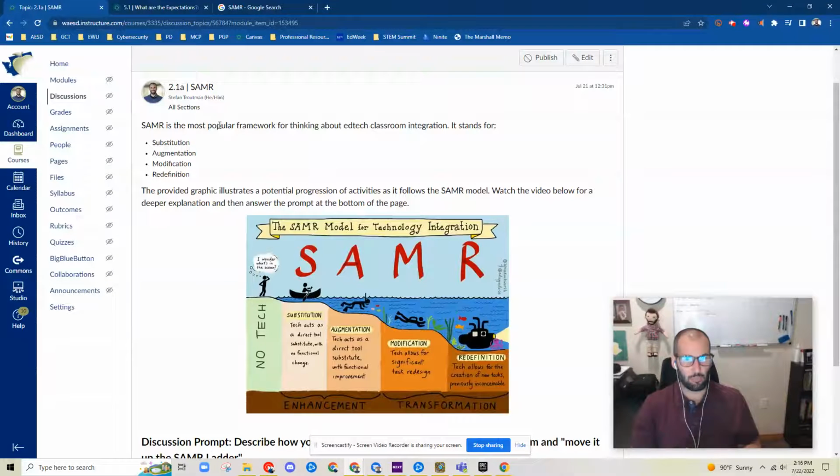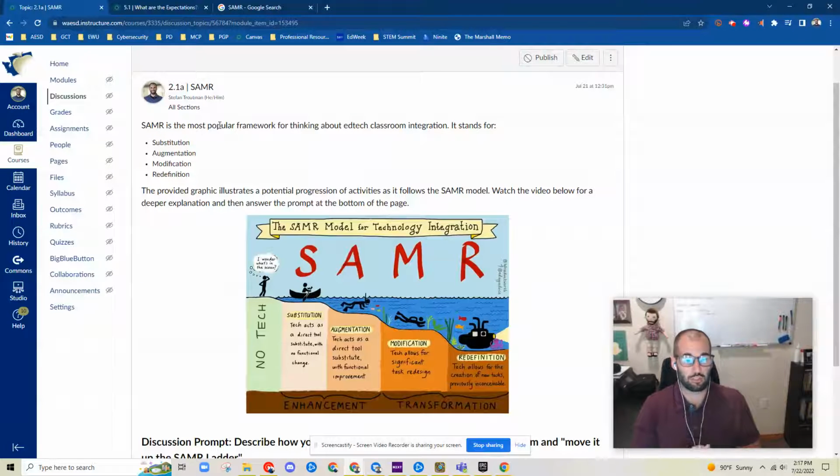Some tasks are better suited for substitution and are not worth your time to try to redefine and hit that redefinition piece. It is very hard, and this is just meant to be a framework of thinking about a lesson, right? So if you're going to be using technology in your classroom, where does it fall in the SAMR ladder? Is this substitution? Then the tech shouldn't get in the way and it's not really worth investing your time into it. Is this modification, redefinition?